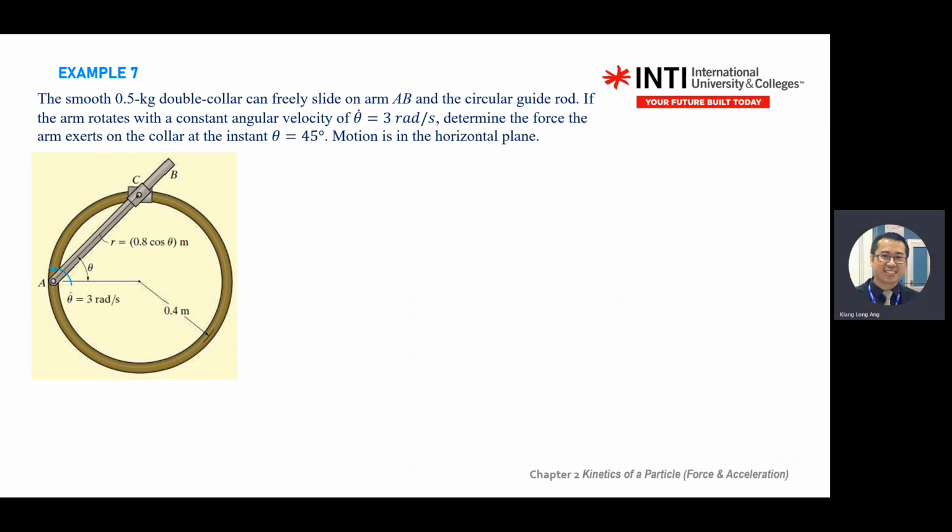So you look at the diagram here. Where is the direction? The direction is anti-clockwise with the blue arrow. Determine the force the arm exerts on the collar at the instant of 45 degrees. You freeze the time where the collar reaches 45 degrees. So 0 to 45. The motion is in the horizontal plane.